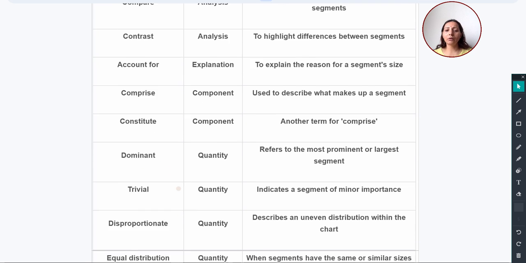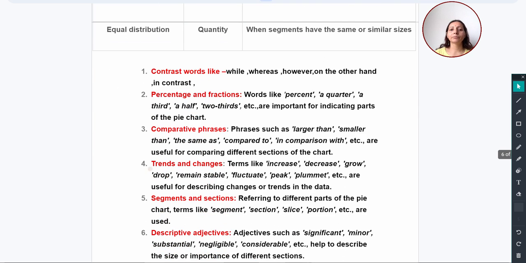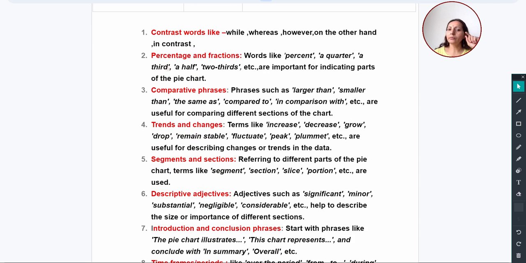So you can read all the words. Disproportionate and equal distribution. Now, important things about this. As I told you, you need to write contrastive words like while, whereas, however, on the other hand, in contrast, nonetheless. Percentage and fractions, use this vocabulary; we have done it above.